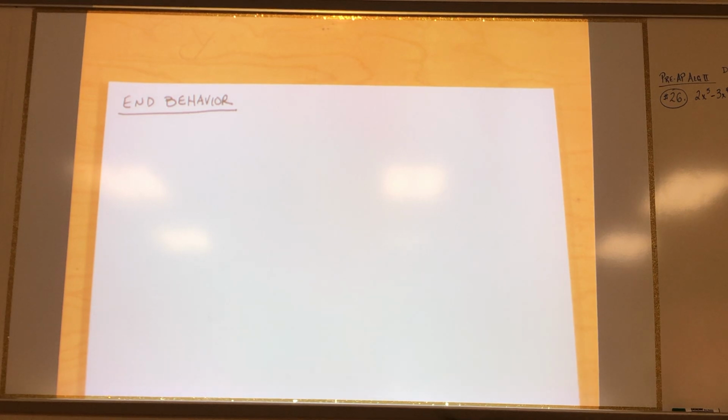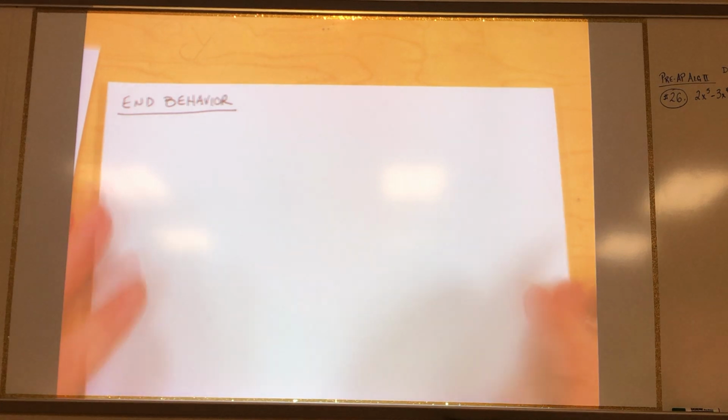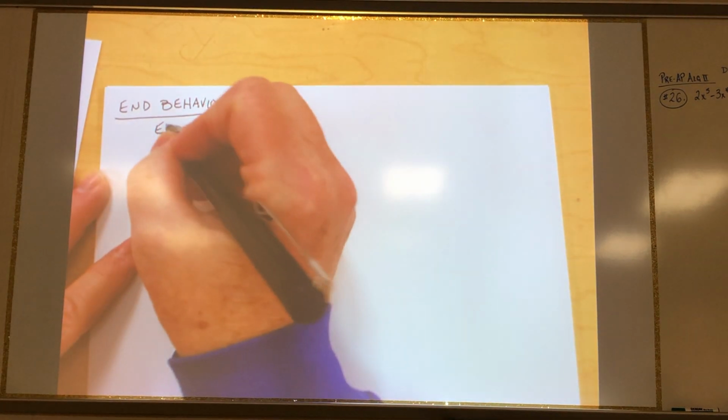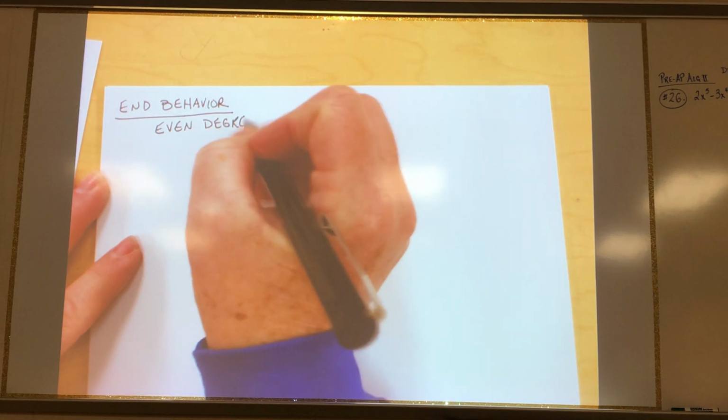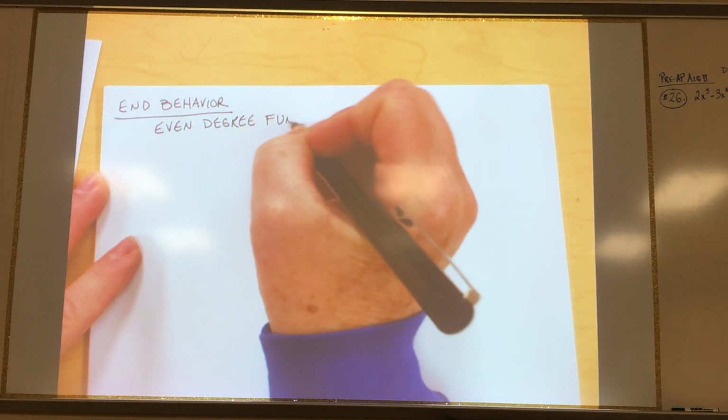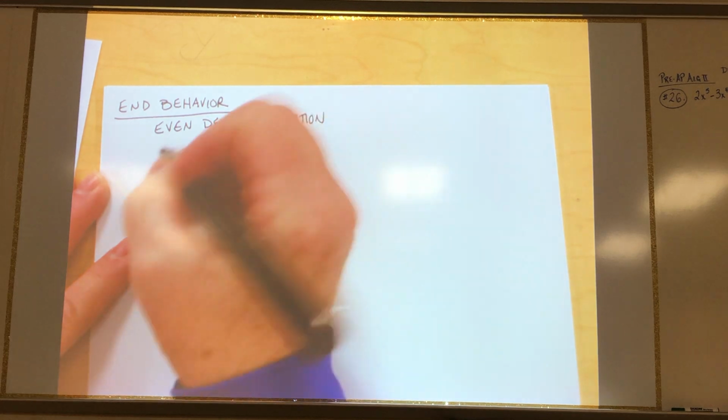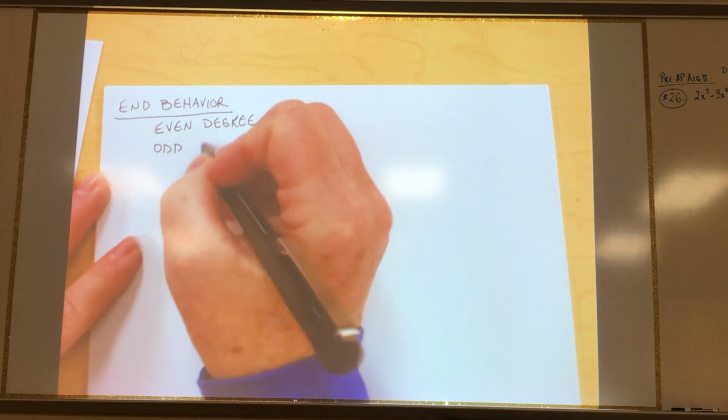So end behavior. There are two ends to my graph. I'm going to be talking about what that graph is doing on the left-hand side and what it's doing on the right-hand side. Now this is what's going to determine it: if I have an even degree function, or if my function is an odd degree function.